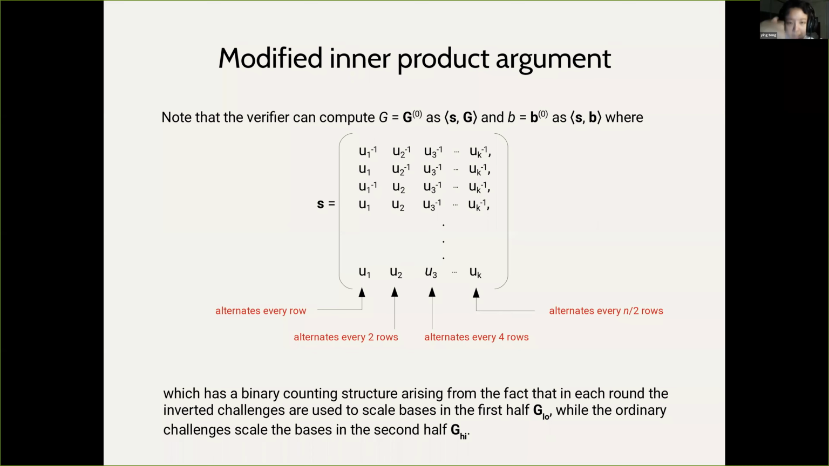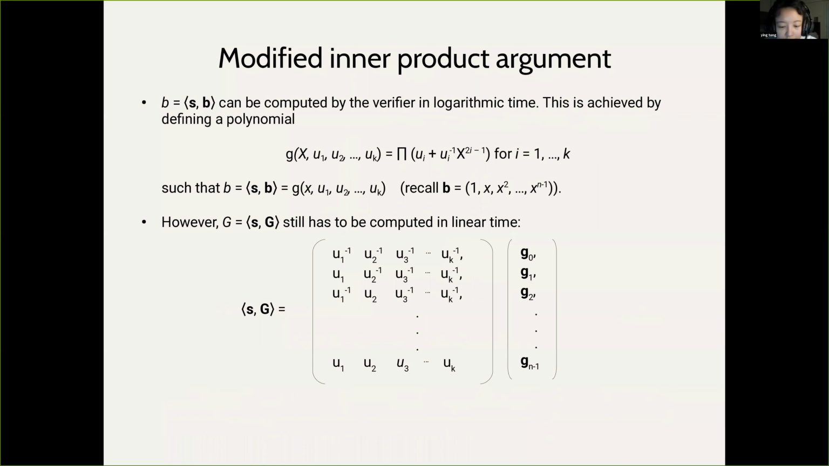The binary structure arises from the fact that we bisect in every round. So by the time we get to U1, it's only a single one. With this, we have this S vector that contains our challenges, and the verifier can use it to compute G0 and B0. And in fact, on the next slide, we can see a further optimization for B0.